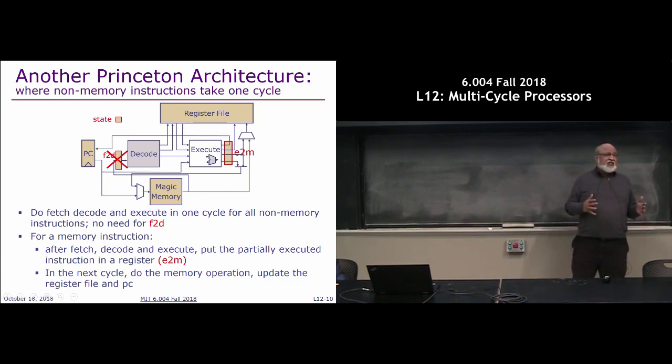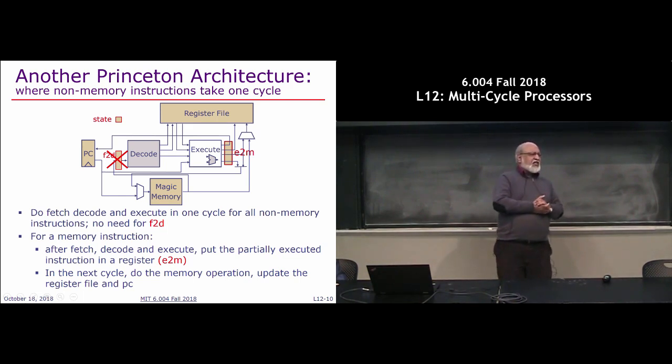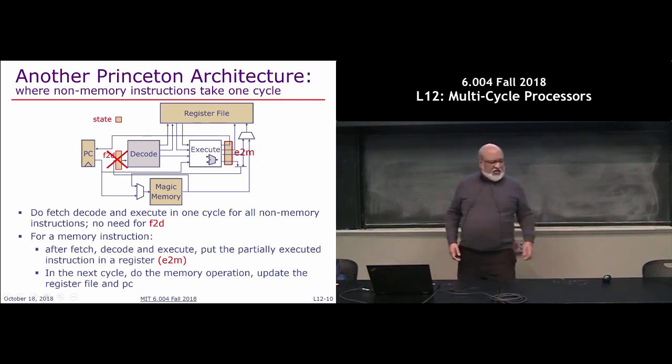On the other hand, if it is a load or store instruction, then say, oops, it's going to take another cycle. So whatever values I have computed, I'm going to put into another register called F to D, right? Its size is different, because it has an executed instruction in it, a partially executed instruction. And then in the next cycle, I'll go and consult the memory.